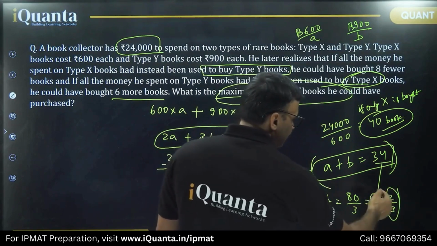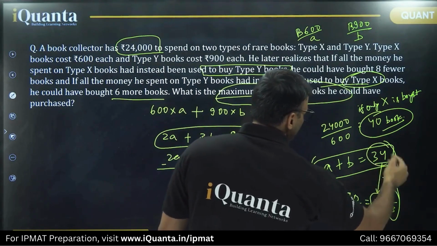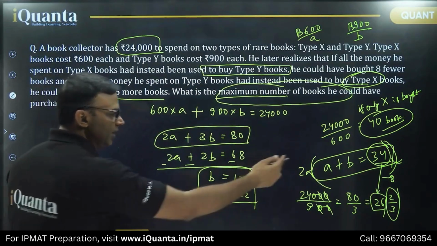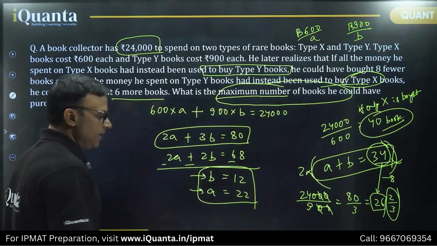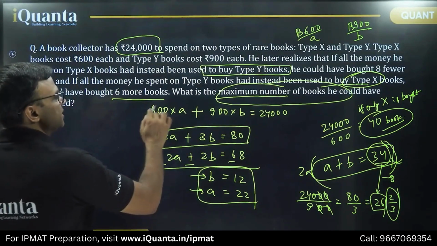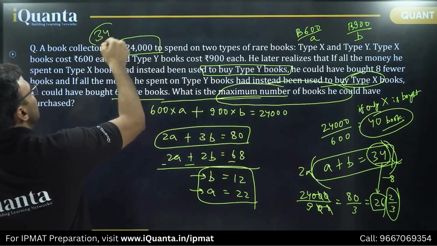So the number of books that he is buying is 26. Is it 8 less than 34? Yes. So this information is correct and the number of books that he is buying is 34. This confirms the validity of 34. We are getting a definite number of books for each one of them. So in any case, the answer to that question is that the maximum number of books he can buy is 34. As simple as that.